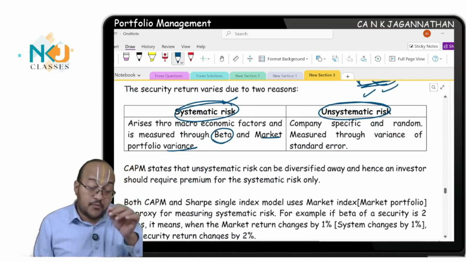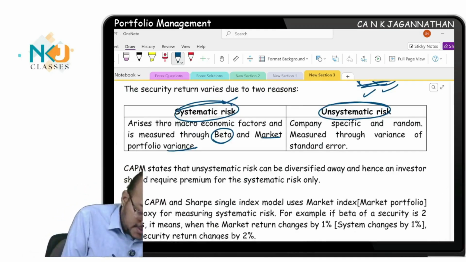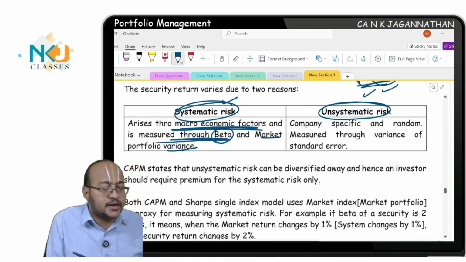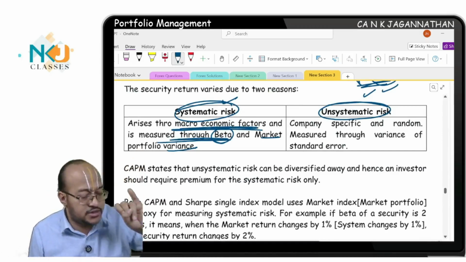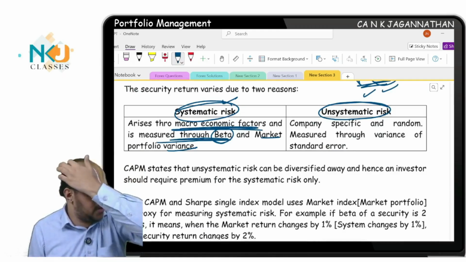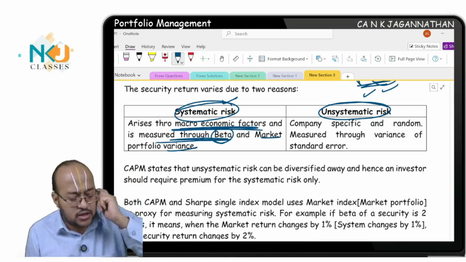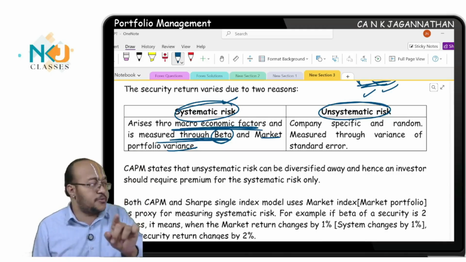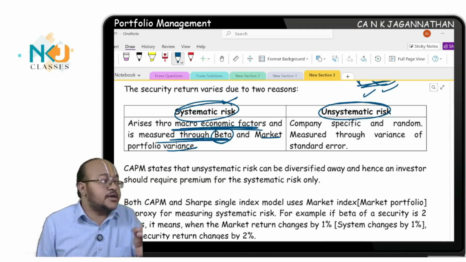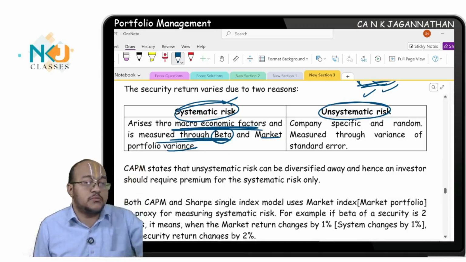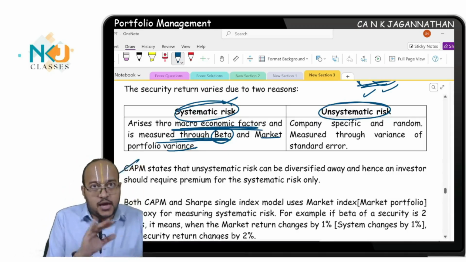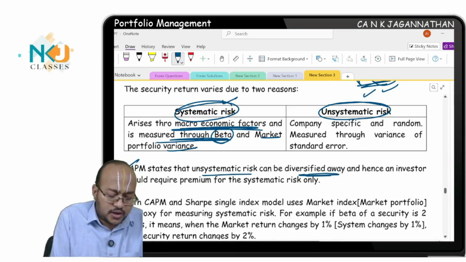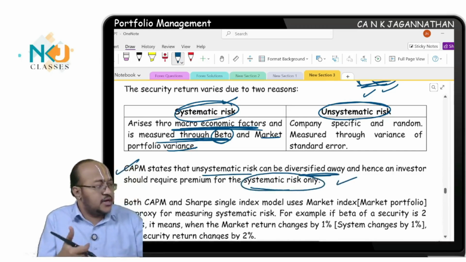This is what we learned. Now, an important observation is that this systematic risk actually arises from the macroeconomic factors, which we measured through beta in the previous models, like the Sharpe single index model and the CAPM, the capital asset pricing model. Through these models we try to measure the risk using beta. Understanding? This is an important observation because in arbitrage pricing theory this will be questioned. CAPM states that unsystematic risk can be diversified away, hence an investor should require a premium for the systematic risk only. Agreed? Yes, we already discussed this.